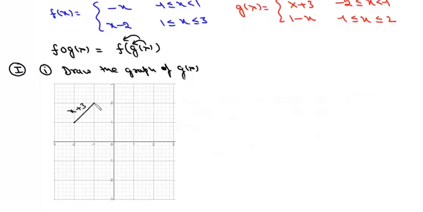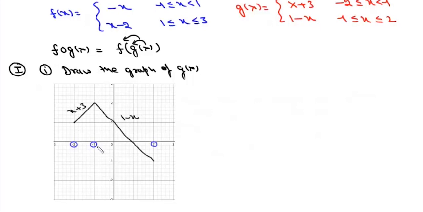Now for this next part, it is also a linear function. So at minus 1, this value is 2. And at 2, this value is minus 1. And at 0, this is 1. So this is 2, then 1, then 0, and then minus 1. And here this definition is 1 minus x. Now there is a definition change at minus 1. So we'll highlight this minus 1. So first step is draw the graph of g(x). Now this graph is defined between minus 2 and plus 2, and there is a definition change at minus 1.